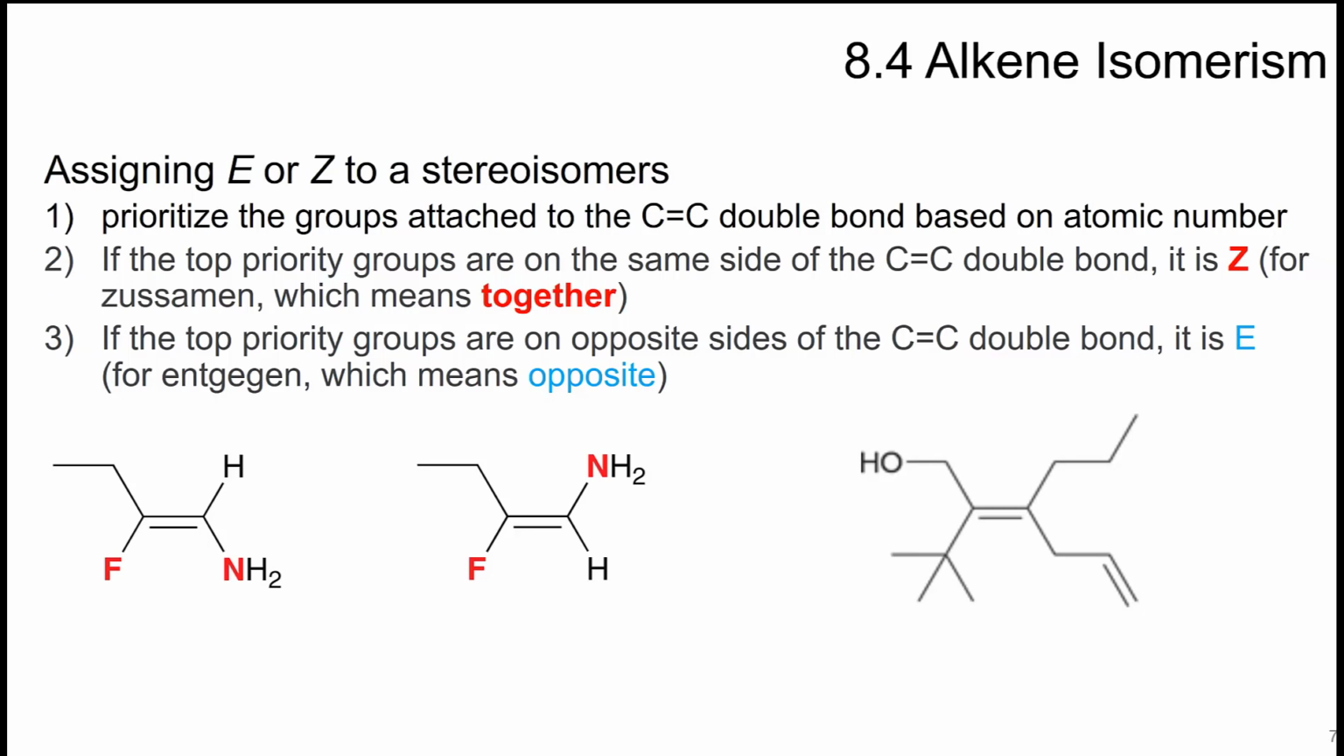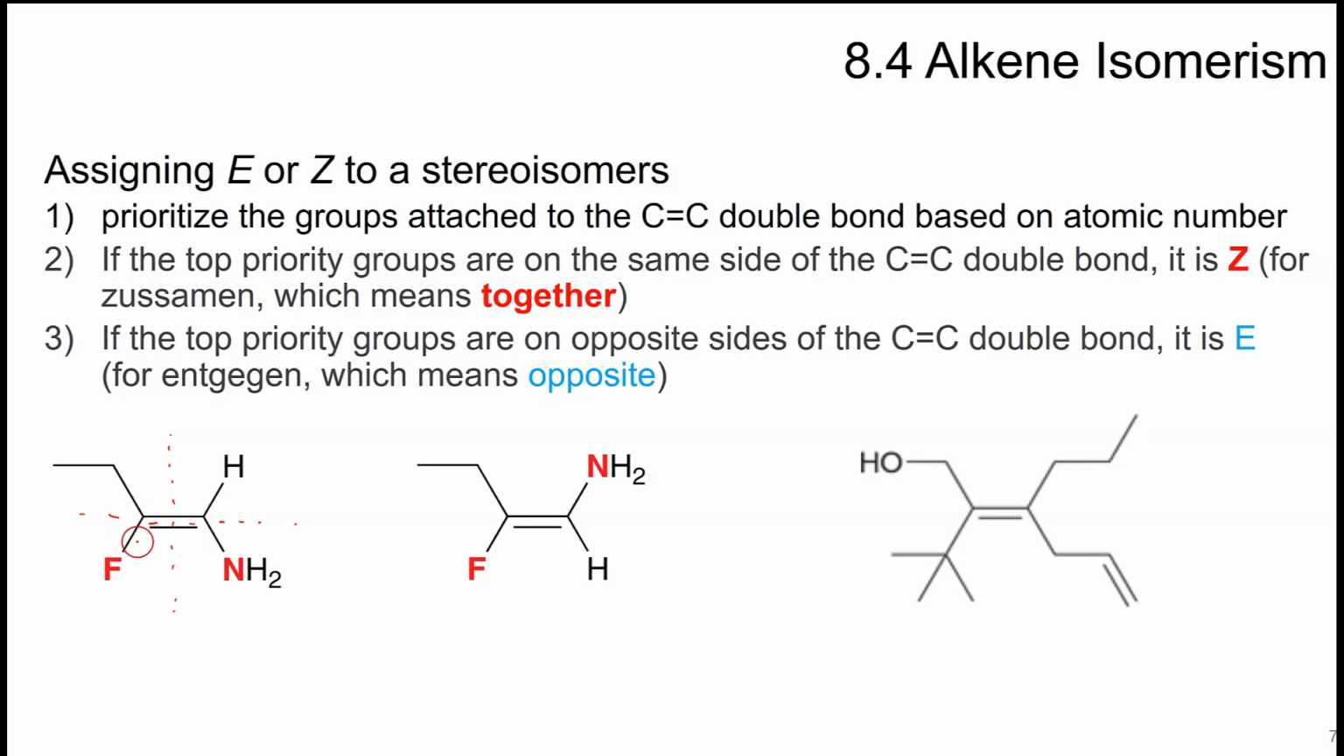If the top priority groups are on the same side of the carbon-carbon double bond, it is Z, or zusammen, which means together. And if the top priority groups are on opposite sides of the carbon-carbon double bond, it is E for entgegen, which means opposite. Those are German words, and that's where the E and the Z came from. So if we look at the first compound here, I'm going to cut the double bond into 4 quadrants.